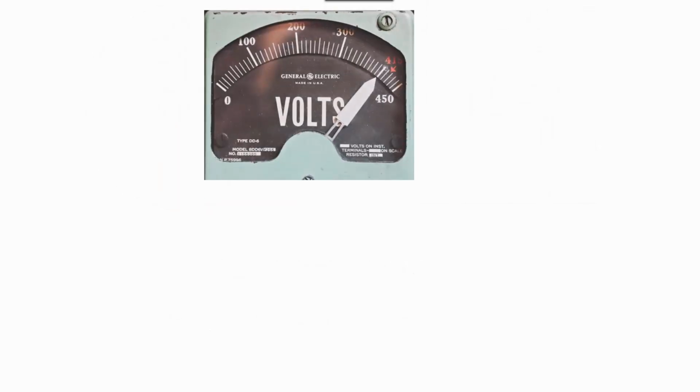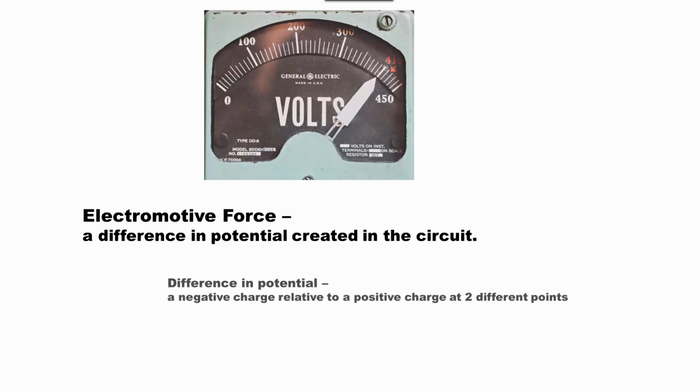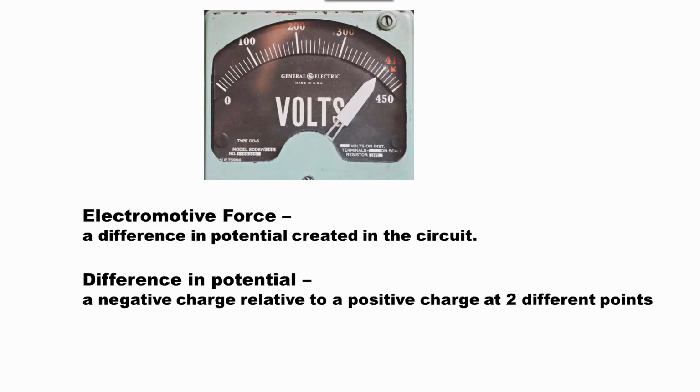In order for current to flow, there must be some force that causes the current to flow. This force is called electromotive force, and it occurs when there is a difference in potential created in the circuit. Difference in potential just means that there is a negative charge relative to a positive charge at two different points in the circuit. This difference in potential is called voltage, and it causes current to flow from the negative to the positive. Voltage is measured in the unit called volts.